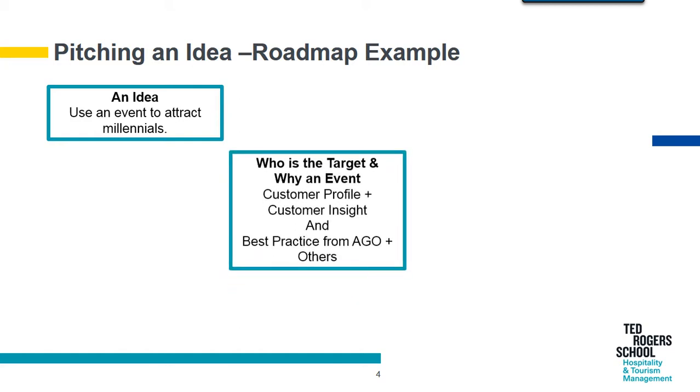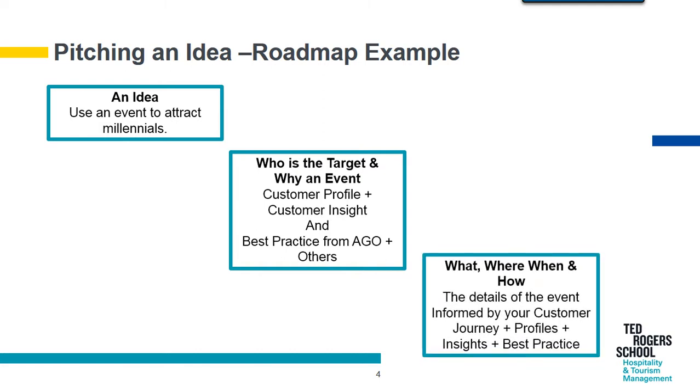What I want to do is talk about who the target is that I'm trying to attract, and why. The tool that helps me here is the customer profile and customer insights, which identifies who my target is, and not just the insights, but deeper insights. You could do some research into how millennials attend museums. The other tool you use here is best practice from the Art Gallery of Ontario and others. This helps you answer why an event, and go from there.